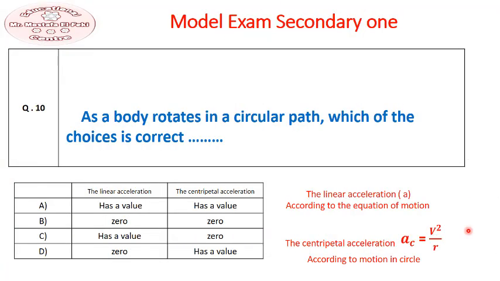Question 10. As a body rotates in a circular path, which of the following choices is correct? The linear acceleration and the centripetal acceleration. At first, linear acceleration is a according to the equations of motion, the 3 equations of motion, while the centripetal acceleration according to motion in a circle, a_c equals v square over r. Then when a body moves in a circular path, there is no linear acceleration, but the object is moving with centripetal acceleration. So there is no linear acceleration and the centripetal acceleration has a value.